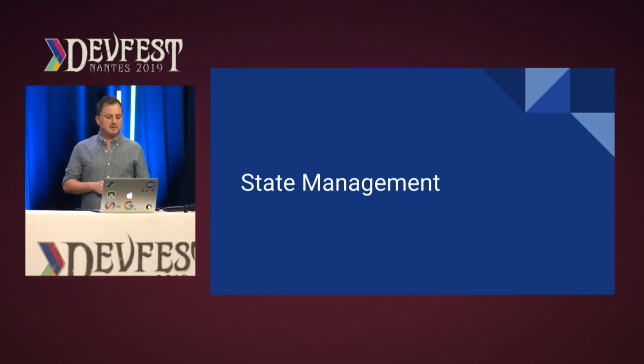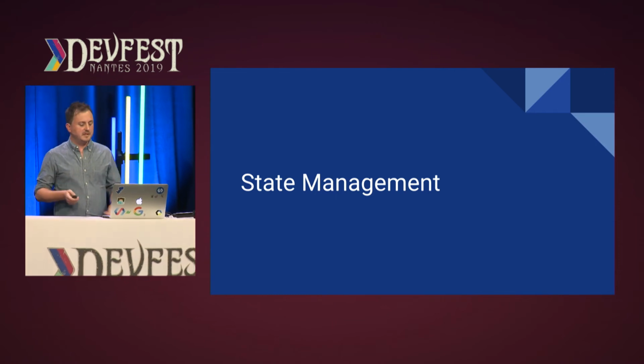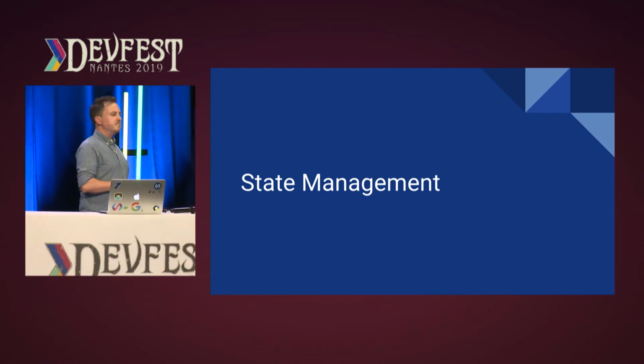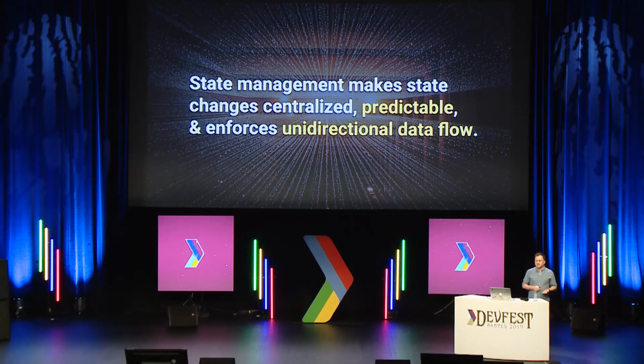Okay, and so now let's move on to state management. A lot of applications are built around state management frameworks as kind of like their core architecture. State management really takes state changes and makes them centralized. And it tries to make them predictable by giving you a framework for how you apply state changes. And they typically enforce, or at least some of them enforce, unidirectional data flow.